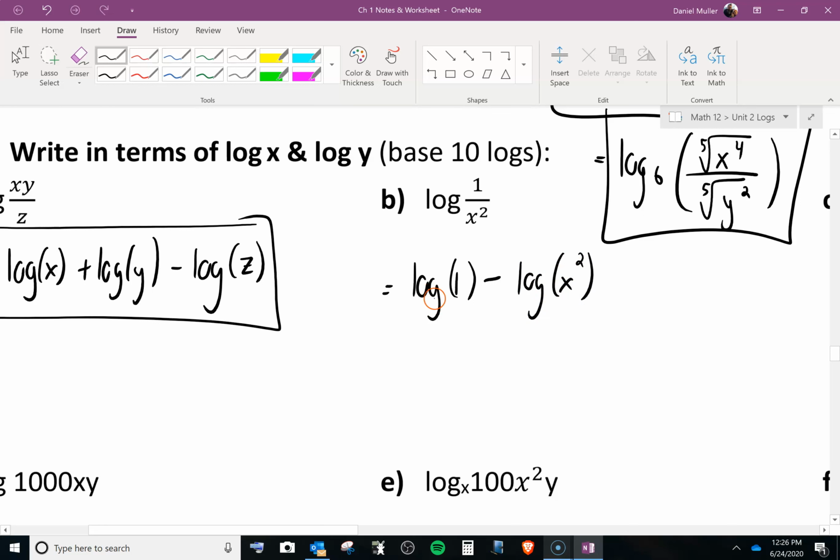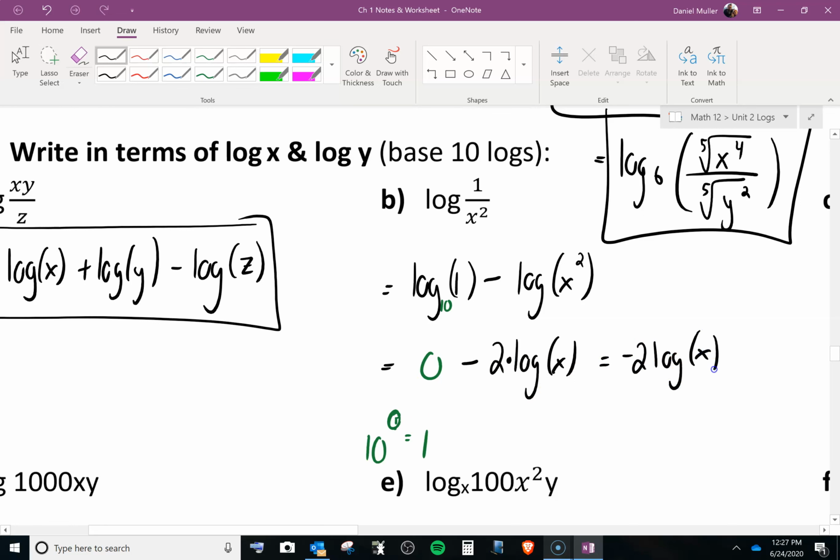Now, this right here, you can think of this as a 10, but it almost doesn't even matter. So let's think of this as a 10 for a minute. This is 10 to the what would have got me 1. And we've mentioned this already several times, this must have been a 0, 10 to the 0. So really, this just becomes 0. And then for this one, the x squared, minus, we can bring the 2 down and write it as log of x. So 2 times log of x. And then, of course, you don't actually need the 0. You can go negative 2 log of x.